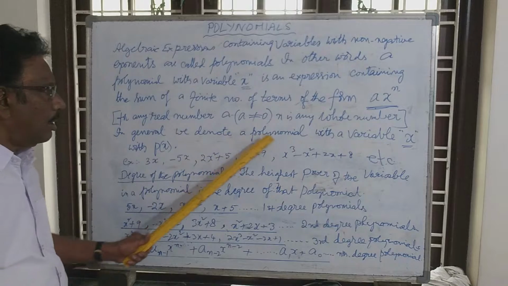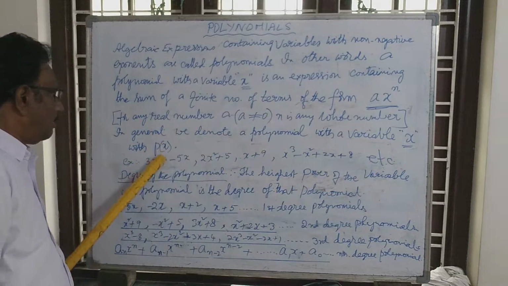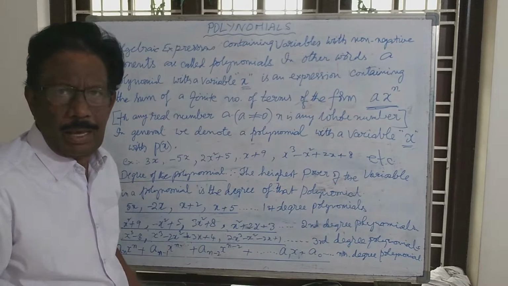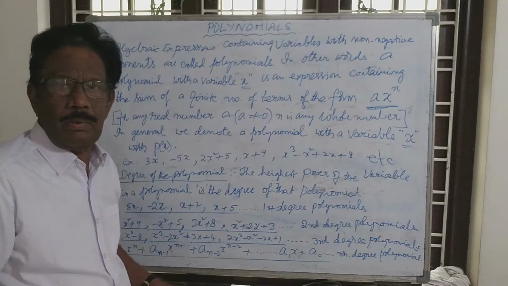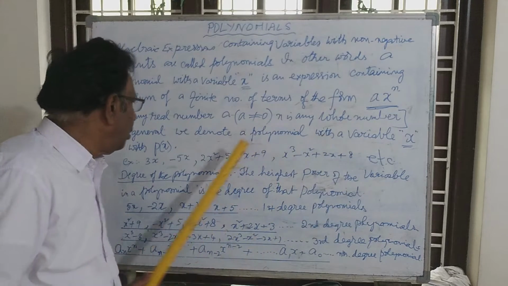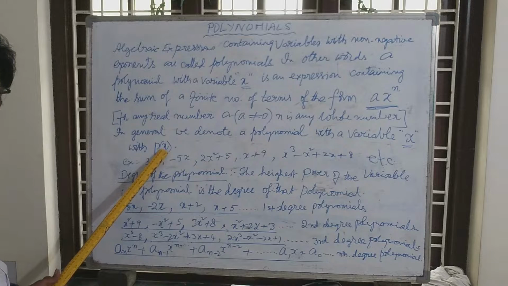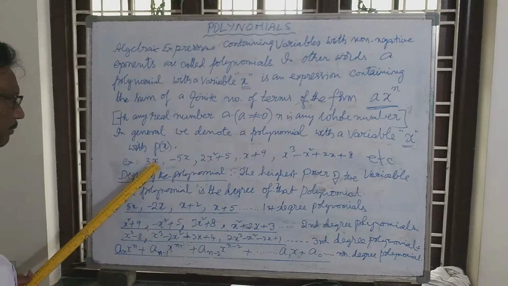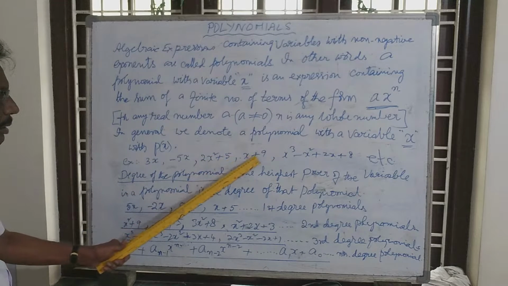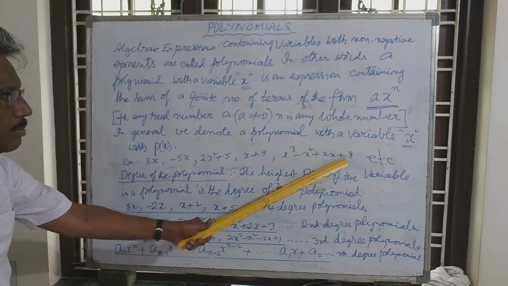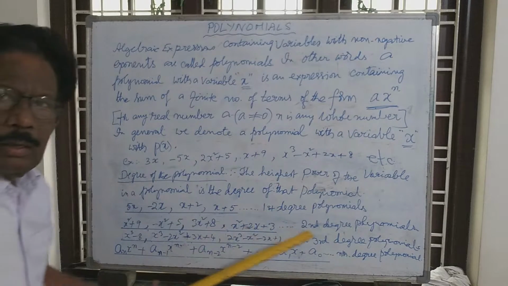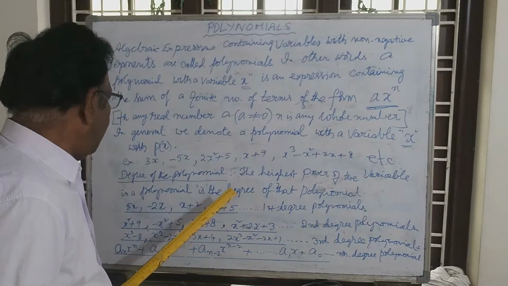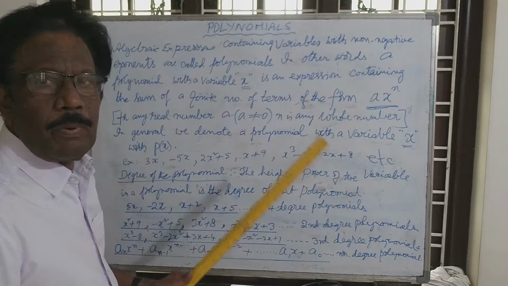In general, we denote a polynomial with a variable x by p of x. The variable may be x, y, z, or anything, but generally we take x as the variable. P of x means a polynomial in x. Examples: I wrote some examples here. 3x minus 5, 2x square plus 5, x plus 9, x cube minus x square plus 2x plus 8, etc. It may be any polynomial of this form. First of all, let us know what a polynomial is.